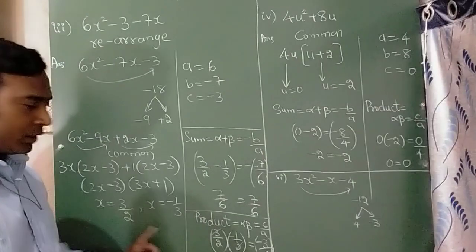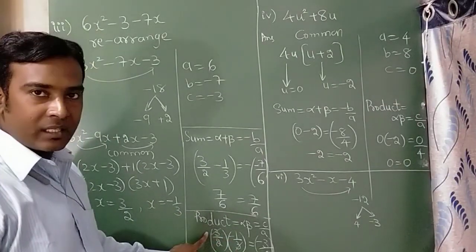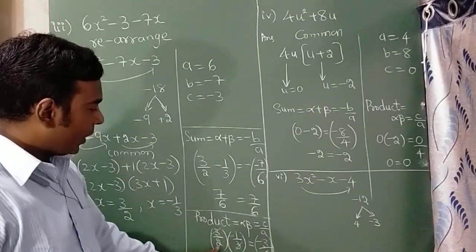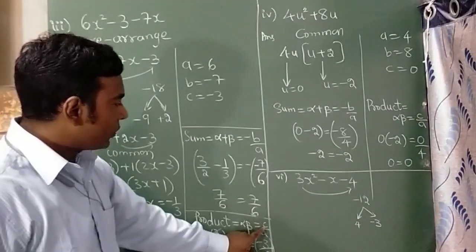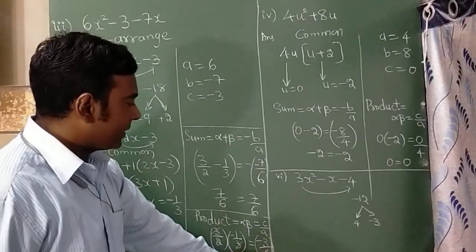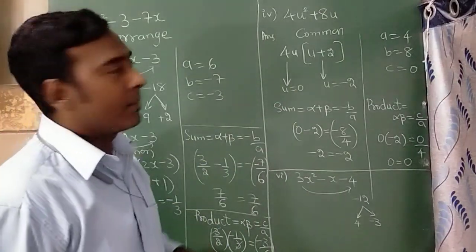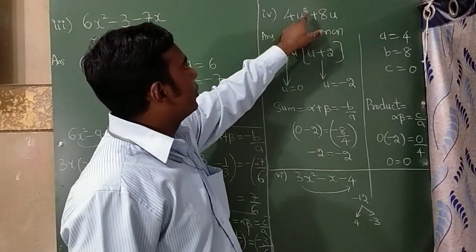Now product is equal to alpha into beta is equal to C upon A. Alpha is 3 by 2 from here. Beta is minus 1 upon 3. 3 and 3 get cancelled. Can you see? Minus 1 upon 2 is remaining. Here also C value is minus 3 and A value is 6. 3 1s are 3, 3 2s are 6, minus 1 upon 2.